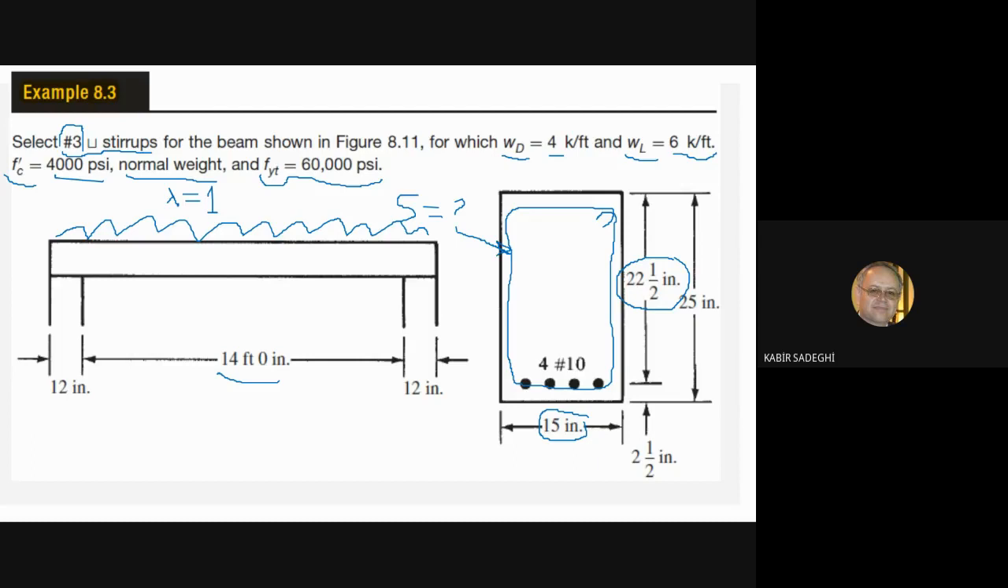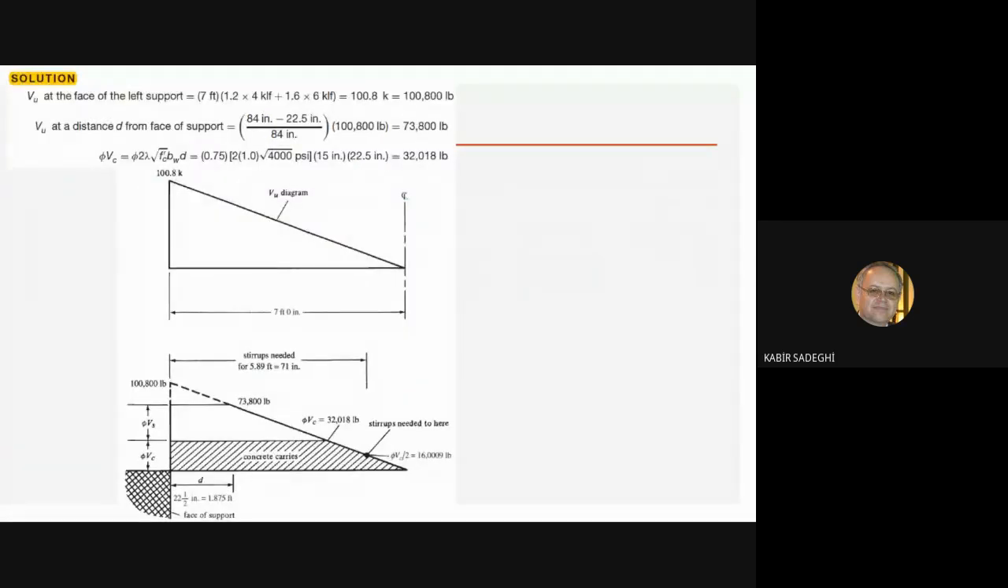You remember the steps that we have. The first step, we should sketch the shear diagram. Because the beam and the loading are symmetric, we sketch just half of that. The length of the beam was 14 feet. We check only for 7 feet.